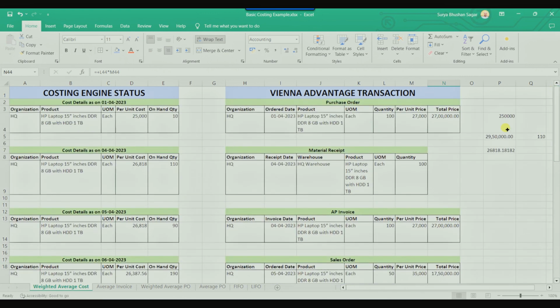So you just need to run all these cases to understand the entire concept of calculating the weighted average invoice. And I hope using this example you would be able to understand how the system is calculating the cost for weighted average invoice. So that's all in this particular video.